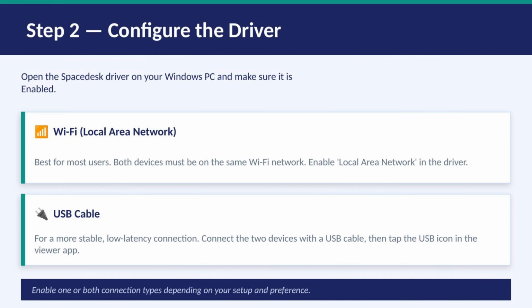Choose your connection method. The main way to connect your devices is through a Wi-Fi network. Click on Communication Interfaces and ensure that Local Area Network is enabled. This allows the devices to connect as long as they are on the same Wi-Fi network. If you prefer a wired connection, you can also enable USB cable options for Android or iOS devices. Note that enabling Android USB mode may temporarily disable other USB functions like file transfer, so read the warnings carefully.